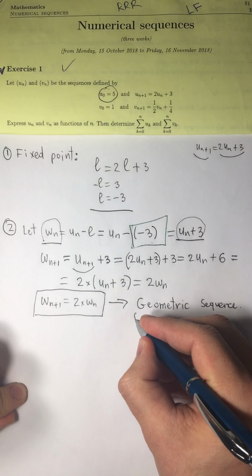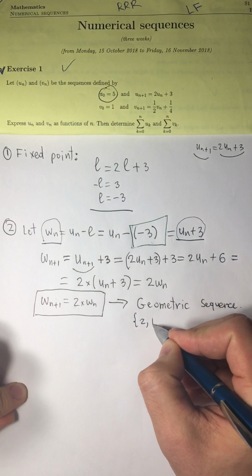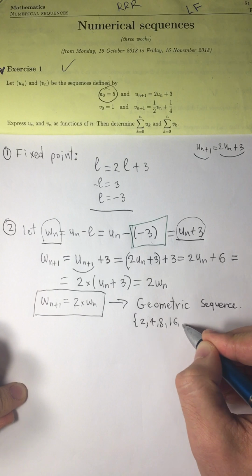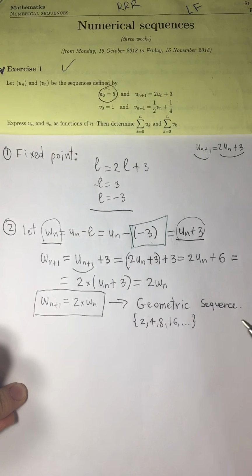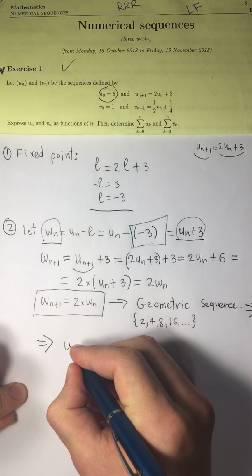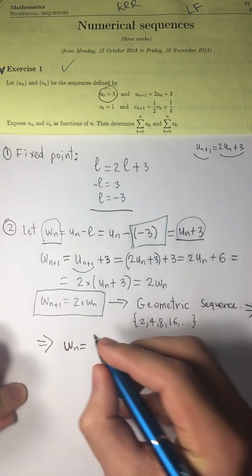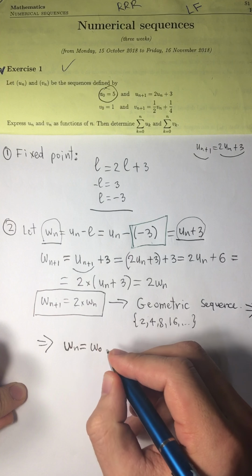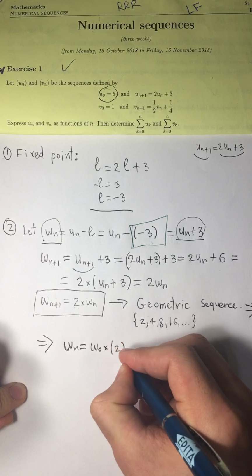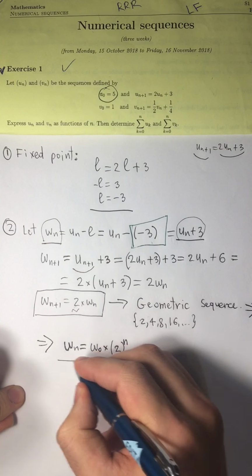For example, this is just an example. If the first term is equal to 2, the next one will be 2 times 2, which is 4. The next one will be 2 times 4, which is 8, then 16, and so on. So it's geometric. And because it's geometric, we can express wn is equal to the first term, let's say w0, times the common ratio, which is 2, to the n. Why? It's because of this. Okay, now we have this one.